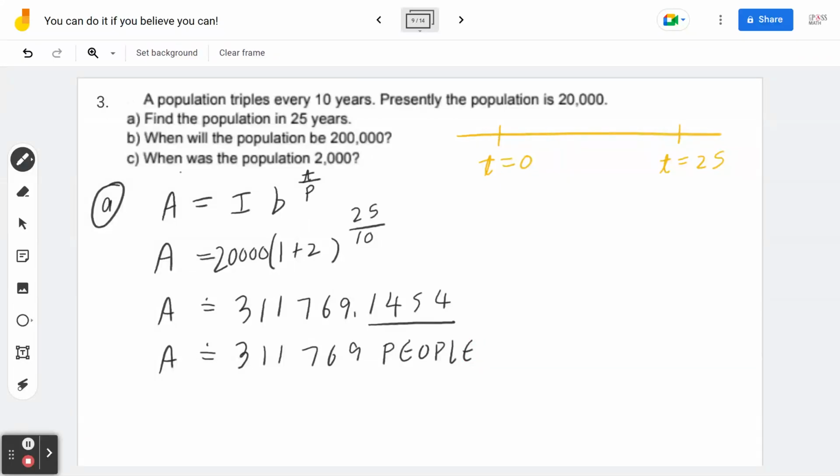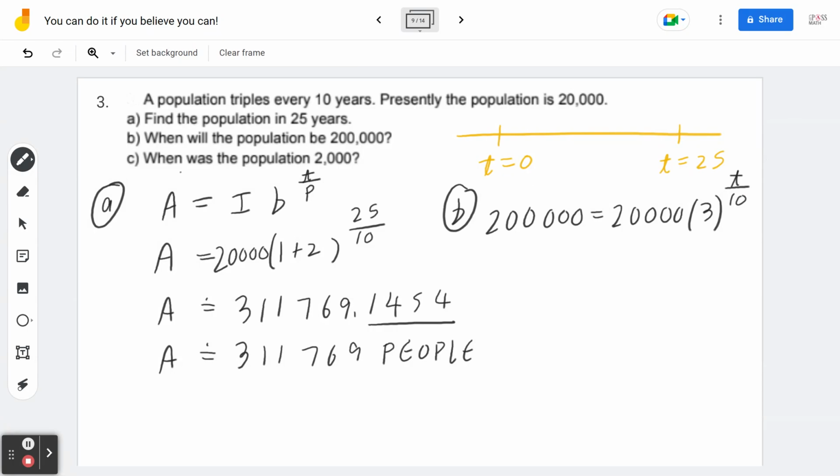In part B, they're asking when will the population be 200,000? So again, in part B, the future population is going to be 200,000. Of course, when I say future, sometimes it could be the past, sometimes it could be the future. But since 200,000 is larger than the present population and it triples, that's the future value, right? And this equals the present, the initial amount, which is 20,000. Again, if the population triples, it's going to be 3 to the power of. Now, when means you want to find time. So you want to find t divided by, again, in this case, 10.